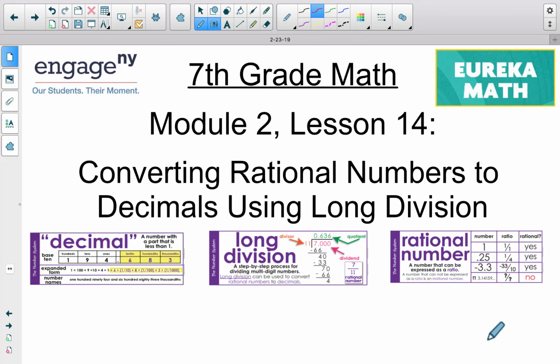This video takes a look at Module 2, Lesson 14, converting rational numbers to decimals using long division. Down here, you're just going to see three important vocabulary words you're going to need throughout the lesson, with long division being probably the most important of these three. We are going to be using this long division algorithm a lot in this lesson.